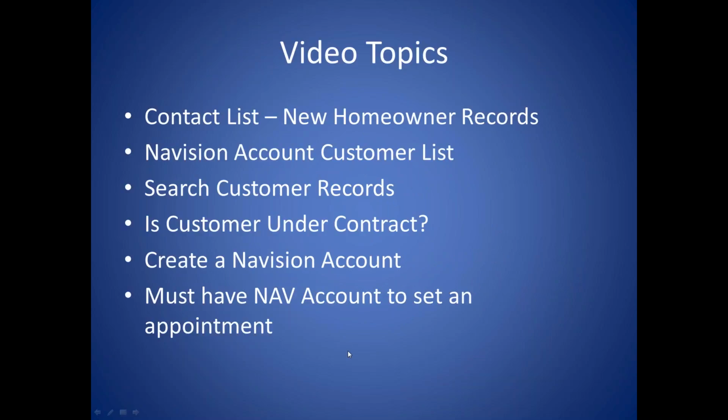So specifically what we're going to talk about is the way that the new homeowner records sit in the new system, because they're kept really on a separate list or database from our current customer list, which we call our Navision account customer list. So we're going to show that relationship and how you can search between the two. The main purpose of doing that is to determine whether somebody is already under contract or maybe they already have a Navision account with our company.